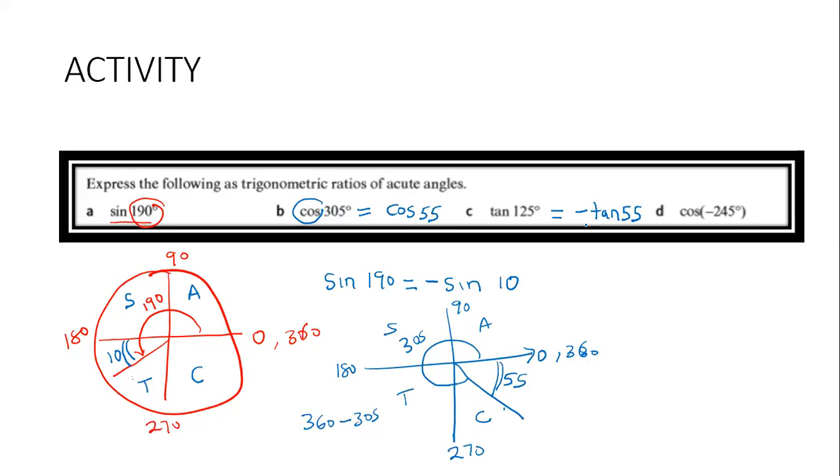The last part, your answer should be negative cos of 65. Okay, so the last one is negative cos of 65.